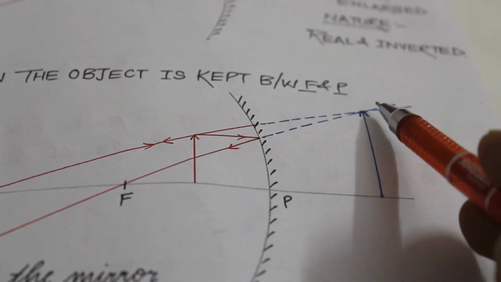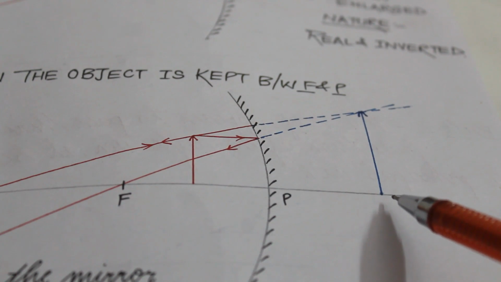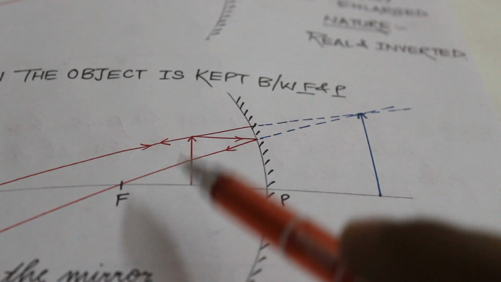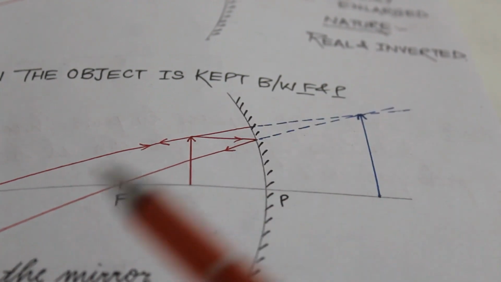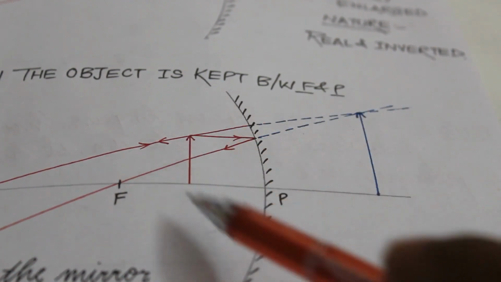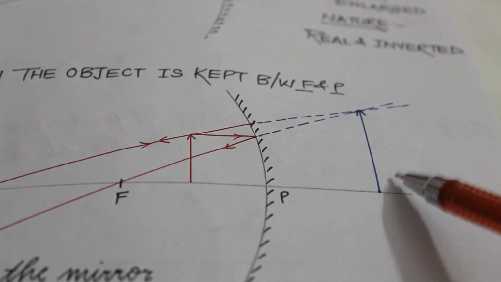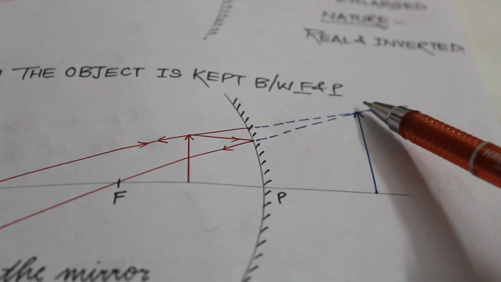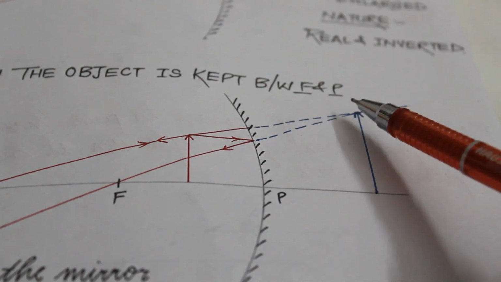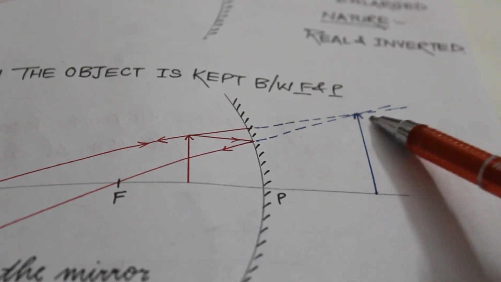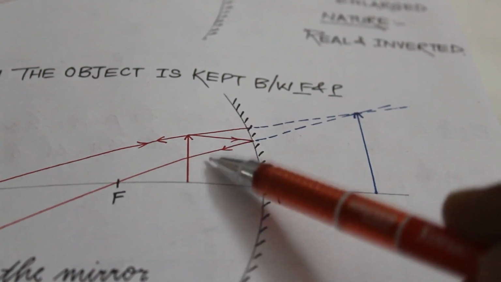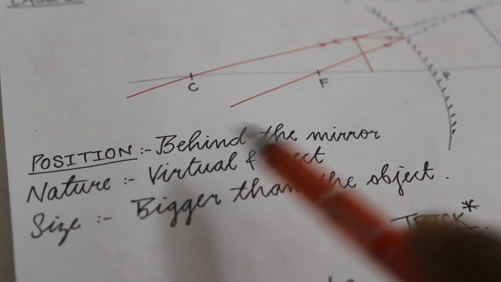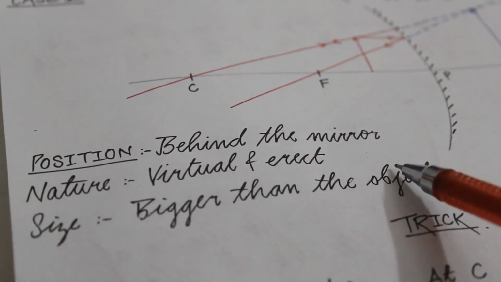As you can see, an erect image is formed. So the nature of image will be virtual and erect, and it is enlarged as compared to the object. It is quite clear from the diagram. If you draw with proper measurement, you will get all this diagram clearly, and you can write the position of image will be behind the mirror. Nature, as you can see, the reflected rays are not actually meeting, so it will be virtual and erect. The size will be bigger than the size of the object. So position behind the mirror, nature virtual and erect, size bigger than the object.